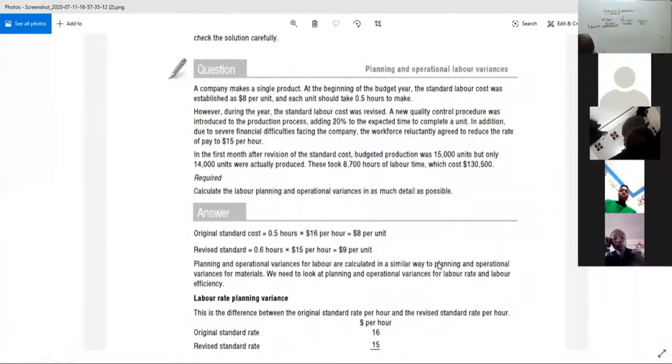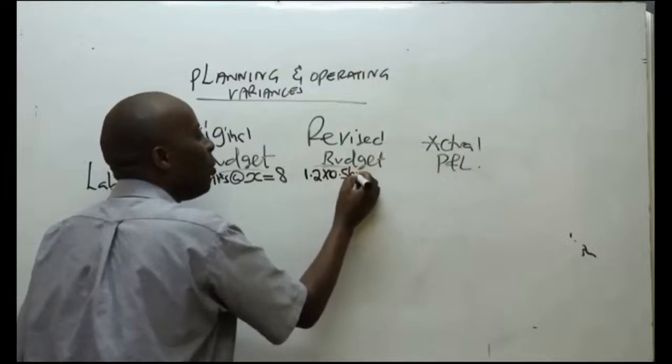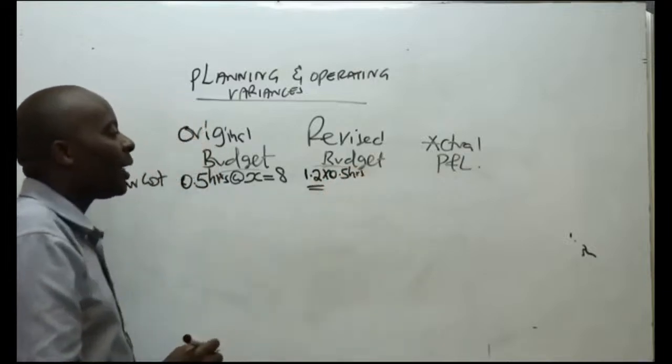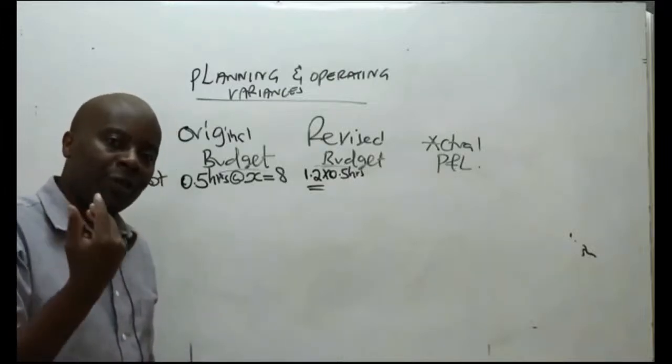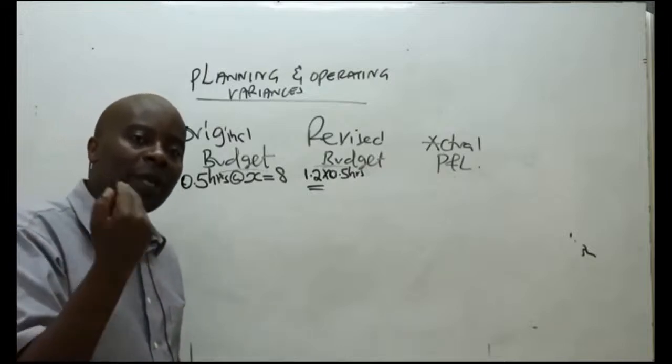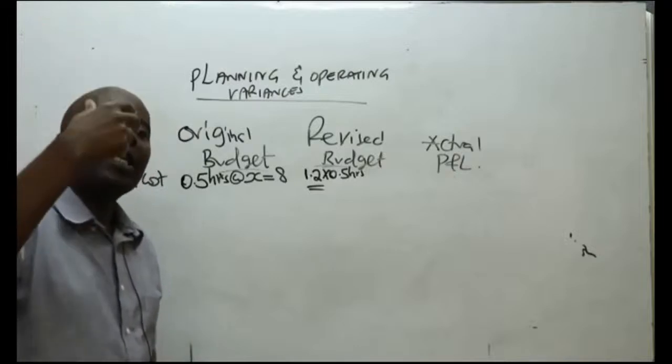However, during the year, the standard labor cost was revised. A new quality control procedure was introduced to the production process, adding 20% to the expected time to complete a unit. So in terms of hours, this revised time will be 1.2 times 0.5 hours, which will be equal to what? Remember, because of some technicality, we are to increase our expected labor time by 20%. So 20% more, that is 120%.